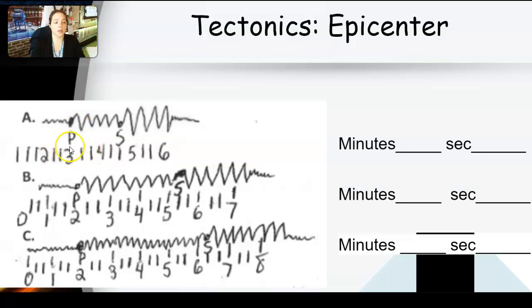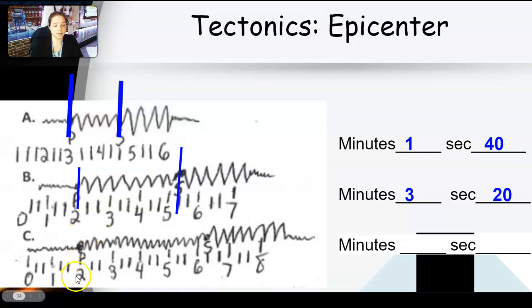So what we're going to see is the P wave hits at 3 minutes. And then we go all the way to 4:40. That's when the S wave hits. So we'll take 4:40 minus 3 minutes, and that gives you 1 minute and 40 seconds. All right, let's look at this next one, B. P hits at 2 minutes, and S hits at 5:20. So 5:20 minus 2 is 3 minutes and 20 seconds.